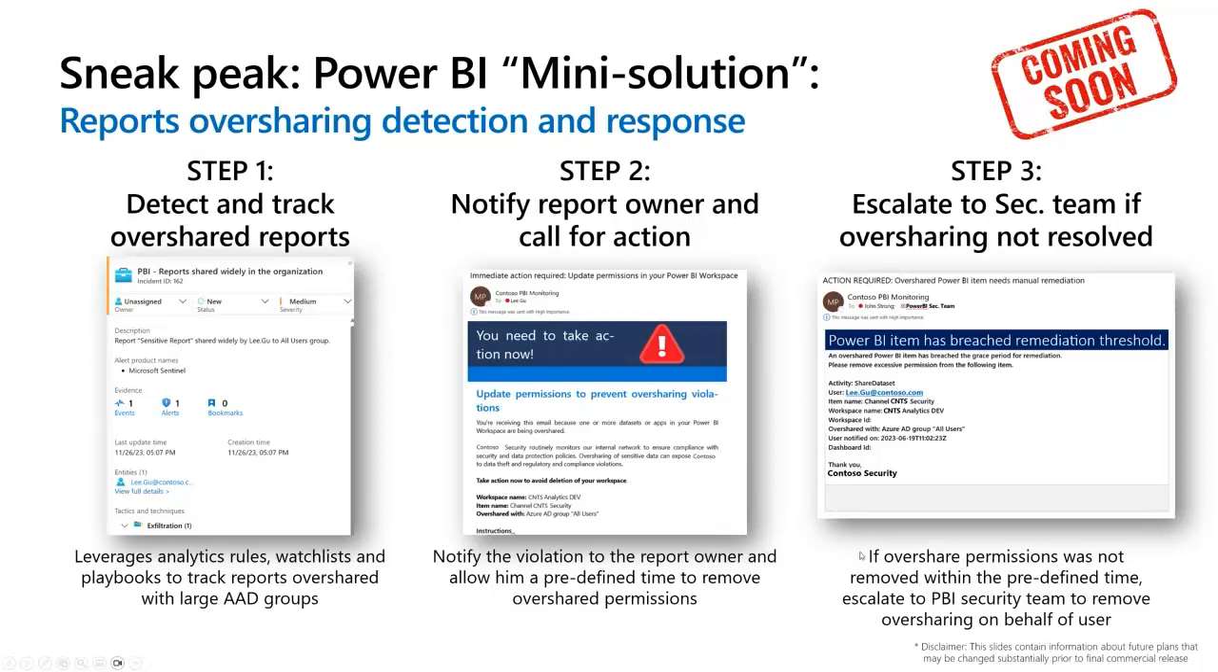And in this case, if the oversharing permissions are not removed within this predefined time, it escalates to whichever team or alias you would want to configure for this escalation, and those will be able to remove the oversharing on behalf of users. The solution automatically sends those emails and notifications to the report owner, the Power BI security team, and so on. It does also have built-in templates for those emails. You can use them, or you can also modify them for yourself.